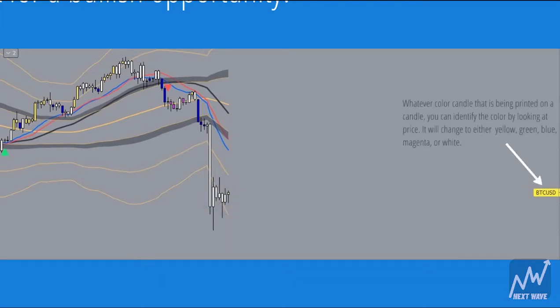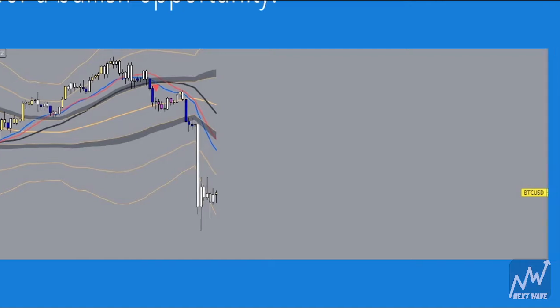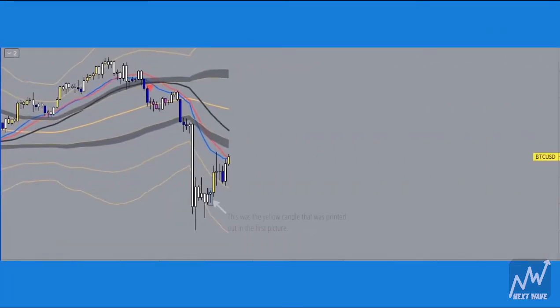Whatever color candle is being printed, you can identify the color by looking at price. It would change to either yellow, green, blue, magenta, or white. This was a yellow candle that was printed out in the first picture. It then went to make price go bullish.